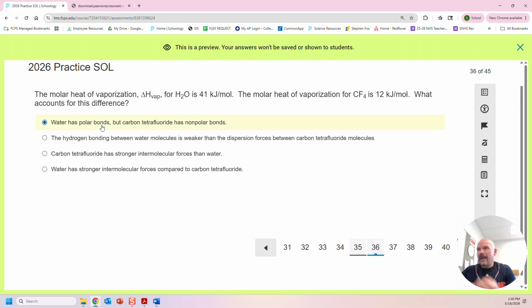So it is not the polar bonds that cause the IMFs. It's the fact that it's a polar molecule. So you want to watch out for that. The hydrogen bonding between water molecules is weaker. No, we just said it was stronger. Carbon tetrafluoride has stronger IMFs. No, if it had stronger IMFs, it would take more energy to vaporize it than water. So water has stronger intermolecular forces compared to carbon tetrafluoride. That's the correct answer. Okay.